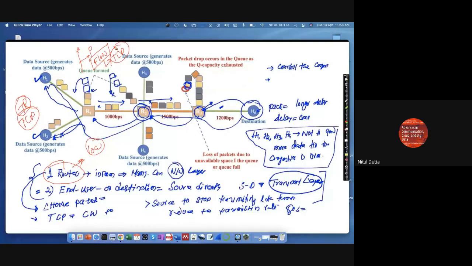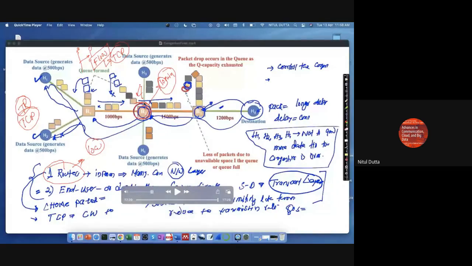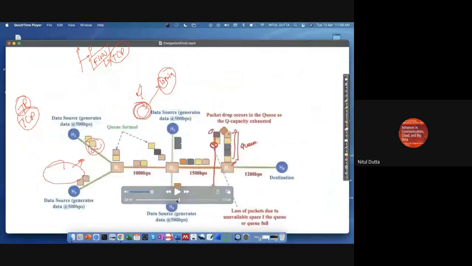And moreover, suppose, as per your suggestion, R2 may think that in the near future, although congestion has not occurred so far and no packets are lost in R2, in the next 10 minutes we will have congestion. Do you understand? R2 is not experiencing any packet loss in the queue. Suppose that is the scenario.